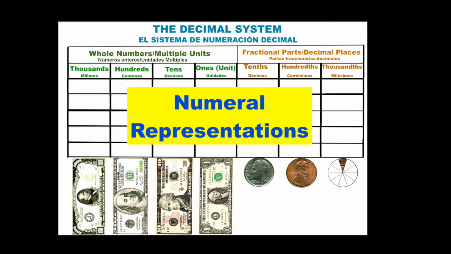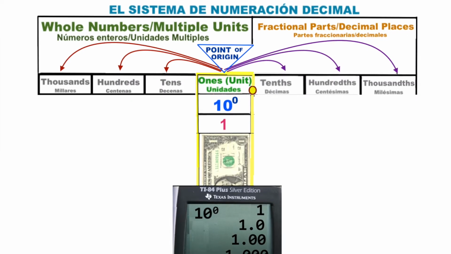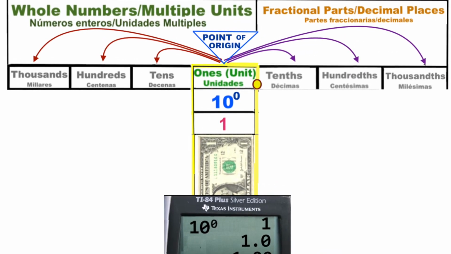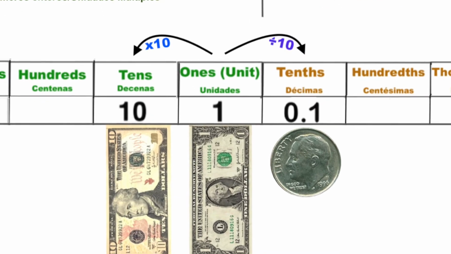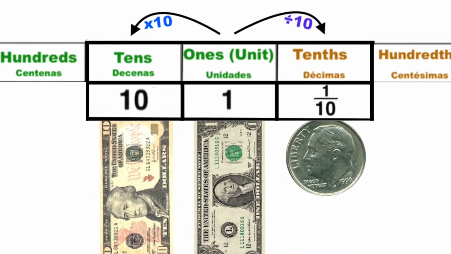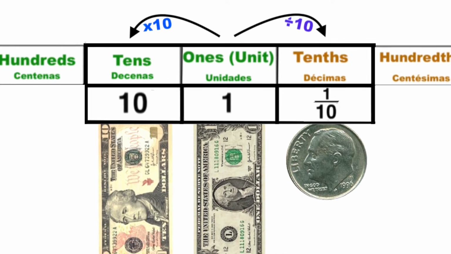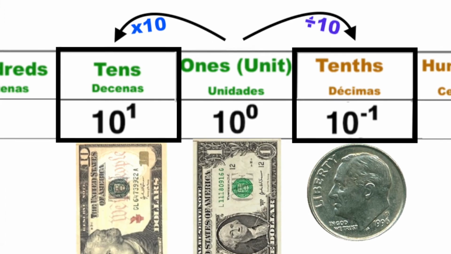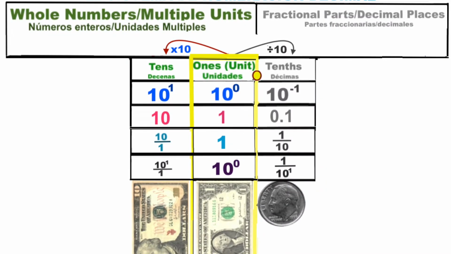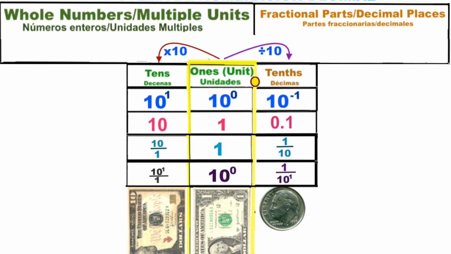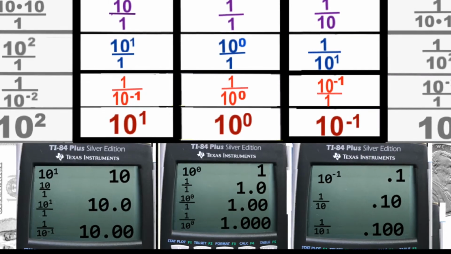Let's talk about numeral representations. Base 10 to the 0 power represents the unit or ones place. So notice the 1 became 10 times greater to the left, but to the right became 1/10. The reciprocal of 10 is 1/10, which is 10 to the negative 1. Notice the various representations for each of the places.